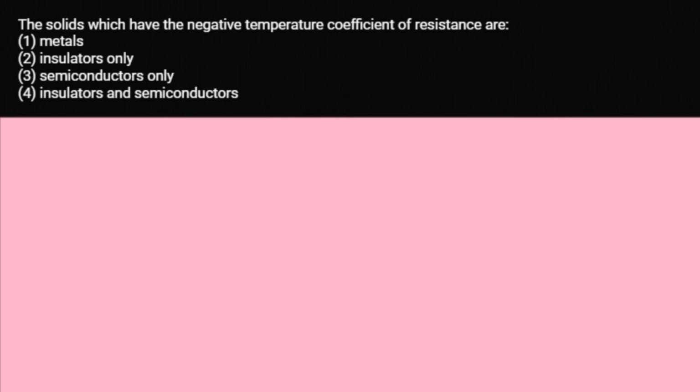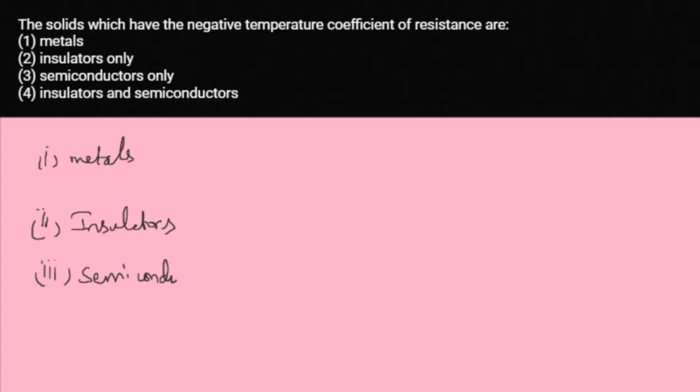The solids which have the negative temperature coefficient of resistance are: number 1, metals; number 2, insulators; number 3, semiconductor; number 4, semiconductor and insulator.